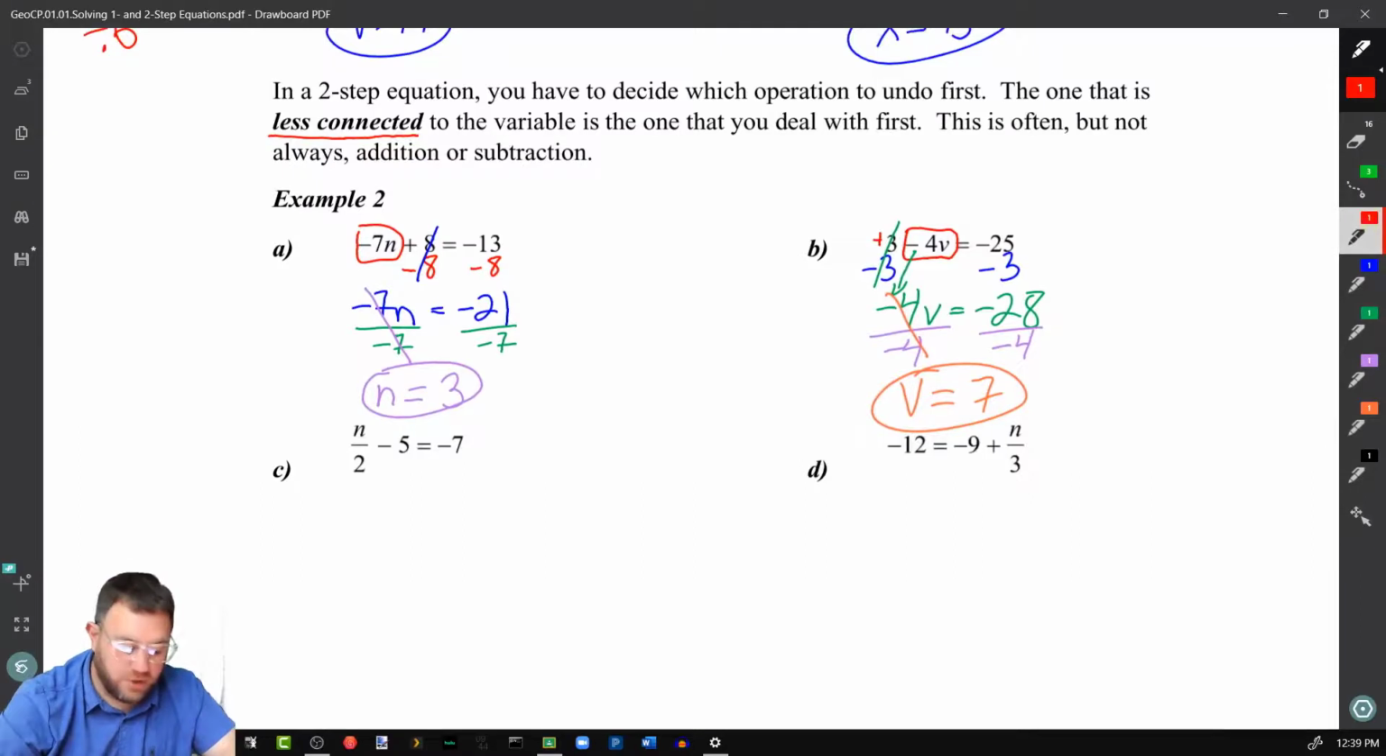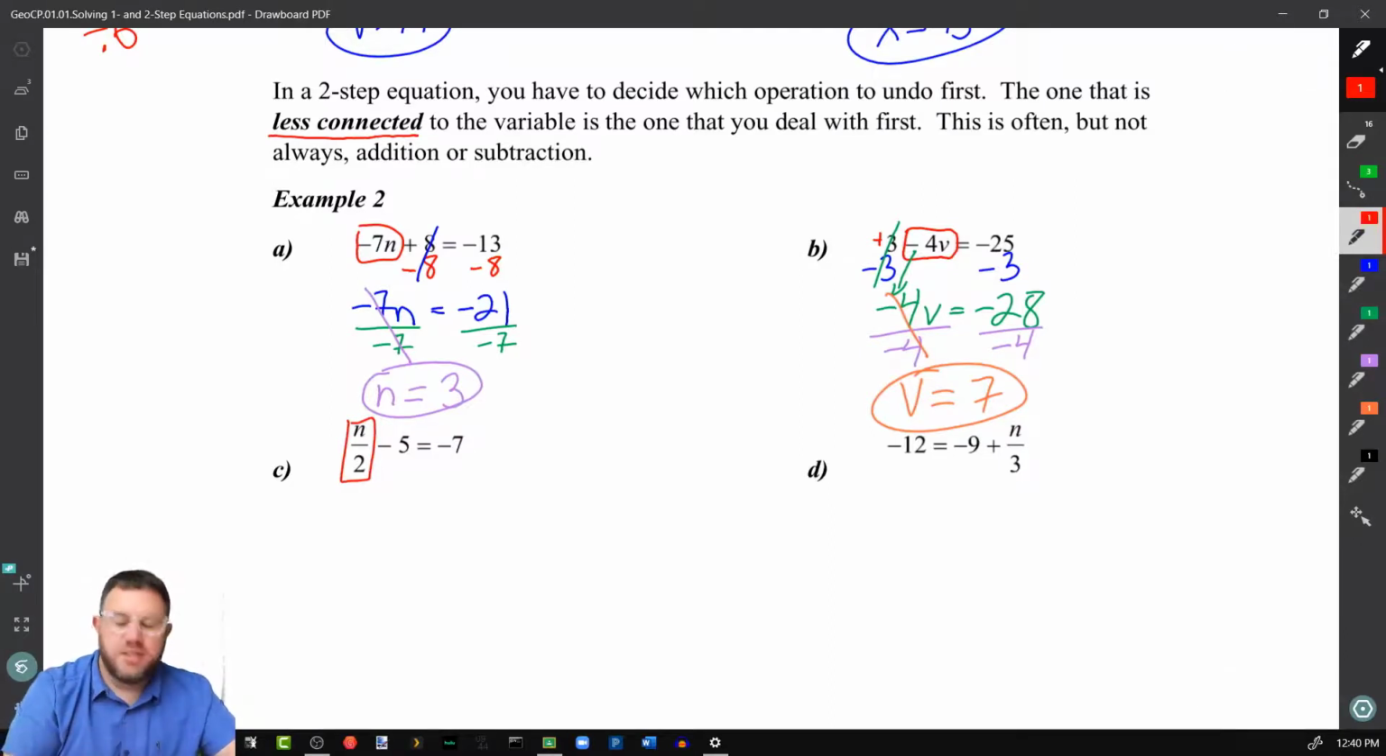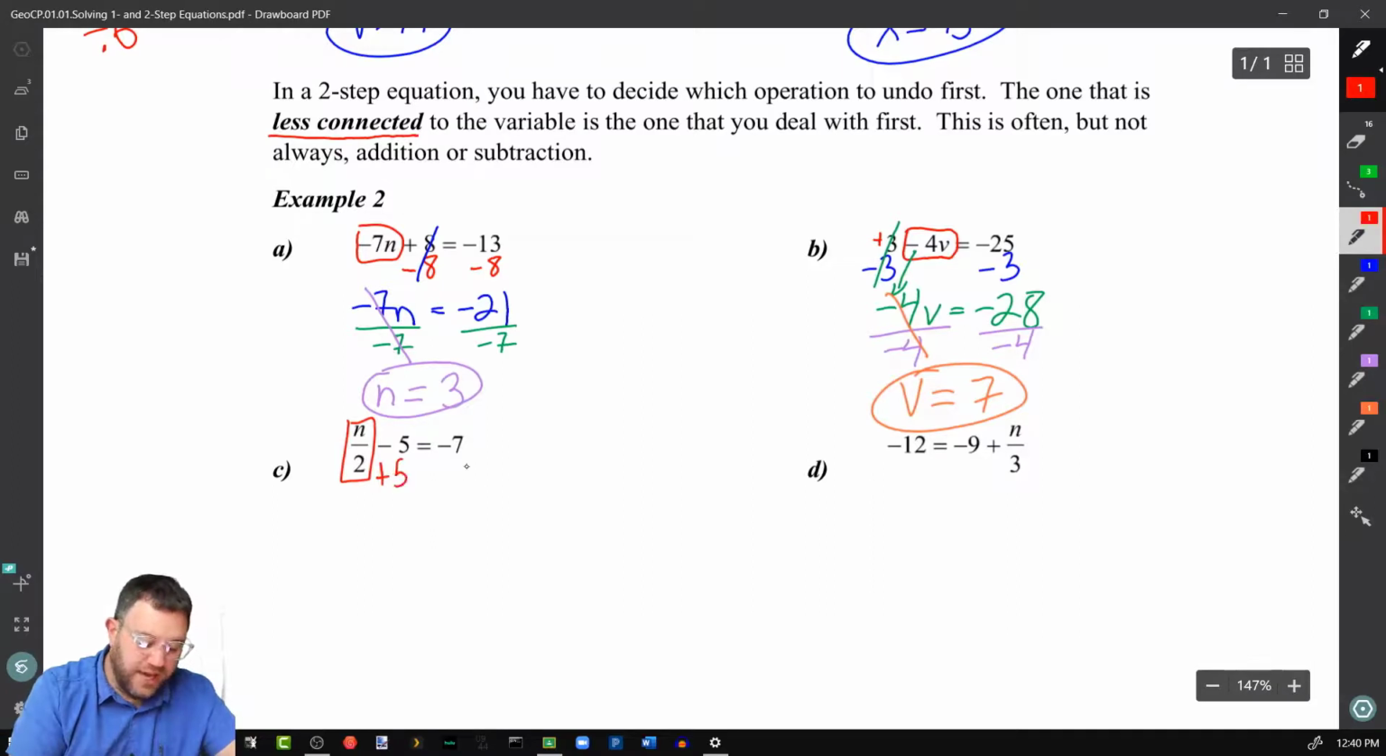2 more and we'll call it a day. For C and D, both of these still have our variable tied up with multiplication or division, but this time they're dividing problems. That's why they're fractions, because they're dividing problems. So we see this right here. That's the last thing we want to deal with. So if we want to get rid of the -5 first, we will add 5.